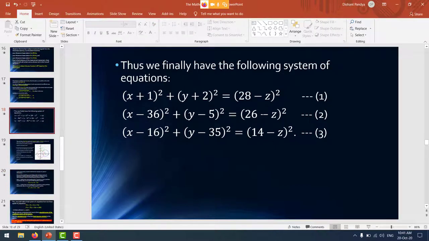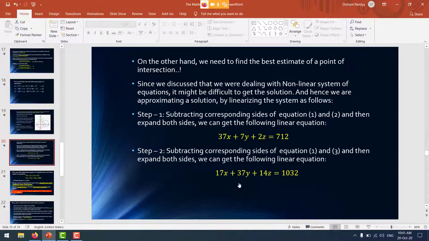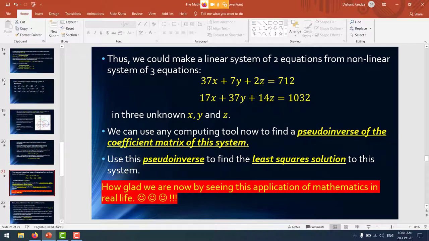Okay, let me just show you again, equation 2 and equation 3, and take the difference of these corresponding sides and then simplify it, and you will have another equation, that is 17x plus 37y plus 14z is equal to 1032. So now you have the system and you can solve this system, okay? But you cannot have a complete solution because you have only two equations and three unknowns, okay? So basically some dependency is there.